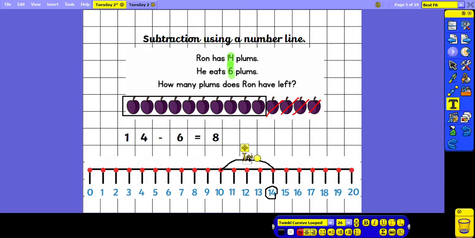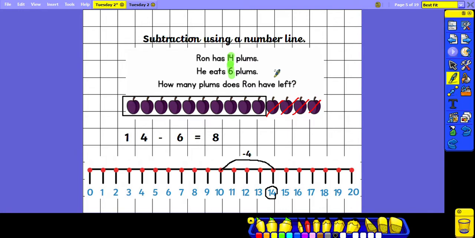And I have taken away 4 there. But Ron ate 6 plums, not 4. So what we need to do is take away another 2 plums. And on the number line, we're just going to do 1, 2 more jumps. And we have landed on 8.